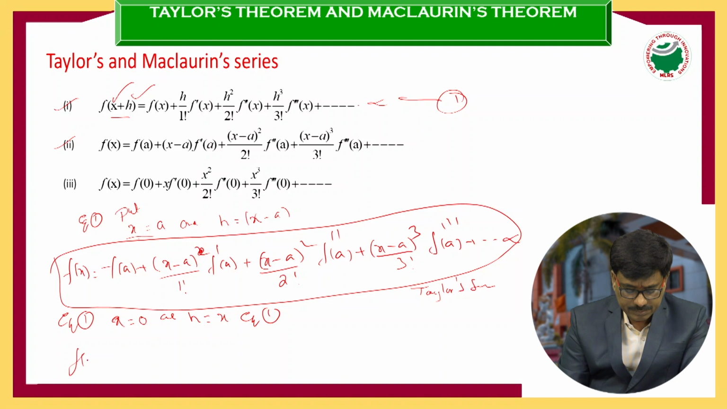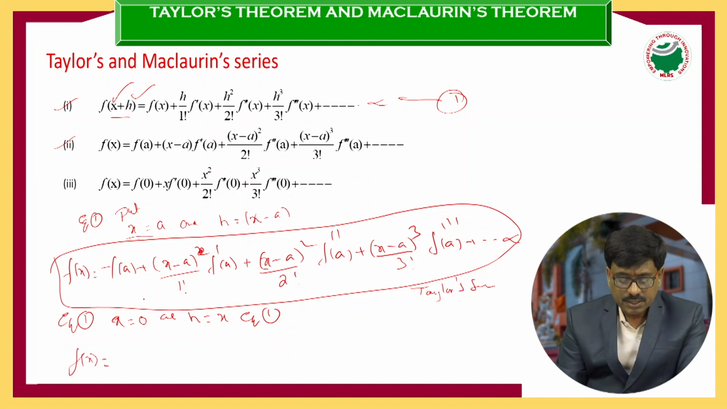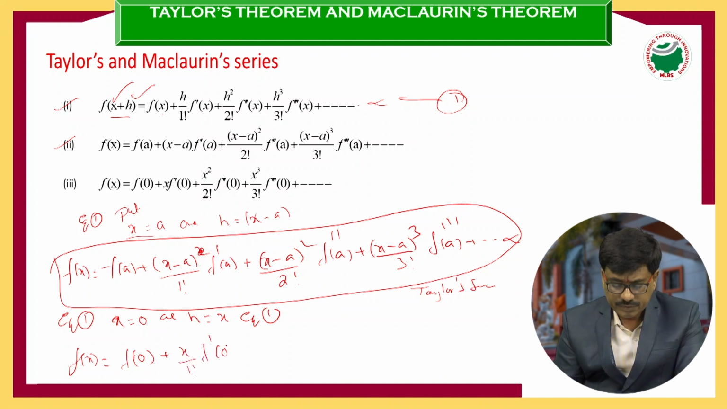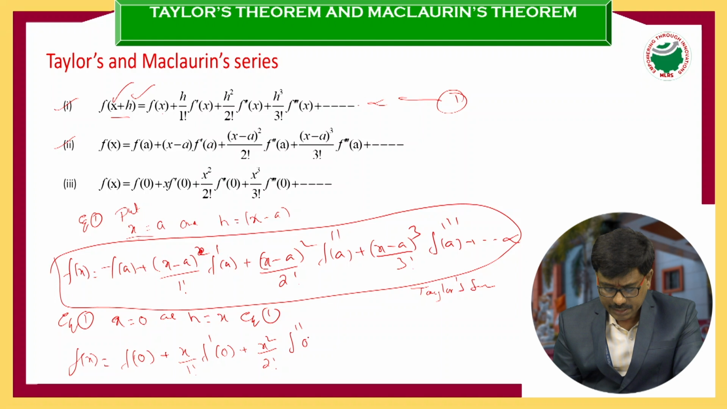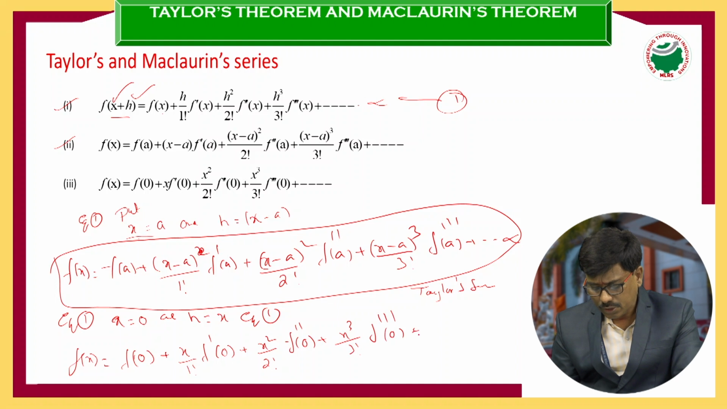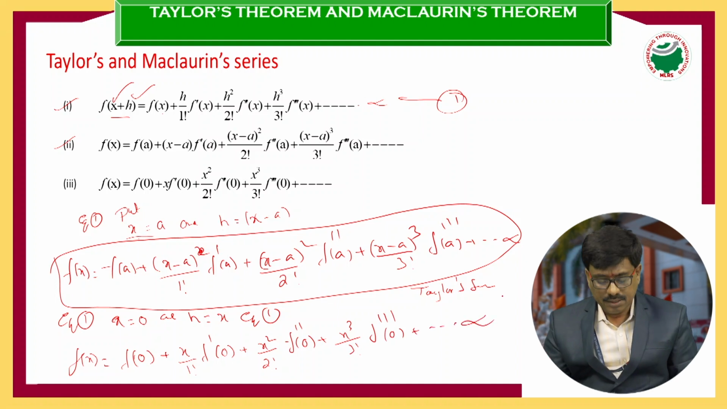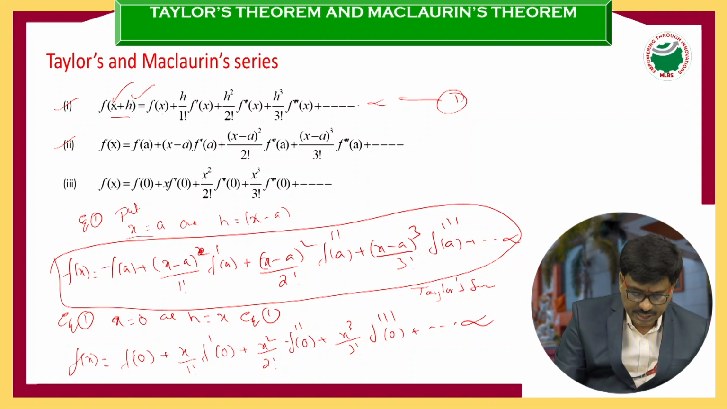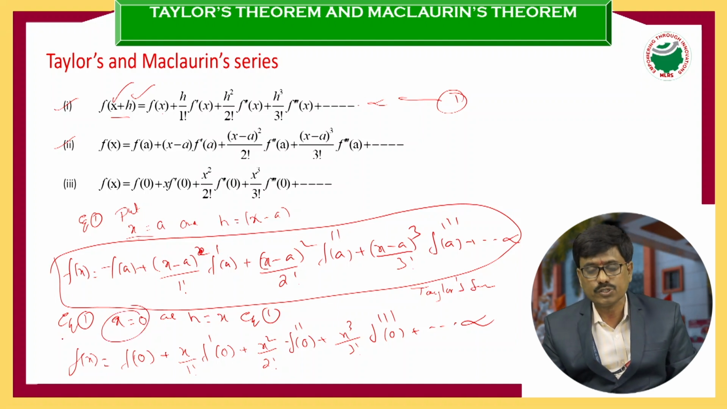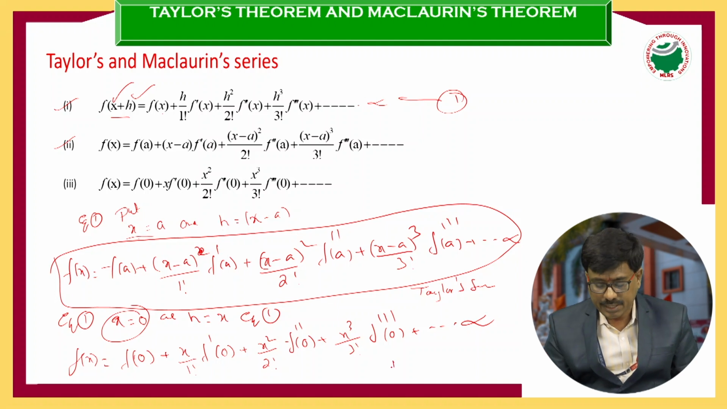The first equation becomes f(x), where x equals 0, so it becomes f(0+h). h is nothing but x, so f(x) = f(0) + x/1! f'(0) + x²/2! f''(0) + x³/3! f'''(0) + and so on up to infinite series. Now we find the expansion of the function at the point 0. At this point 0 it is called the Maclaurin series.